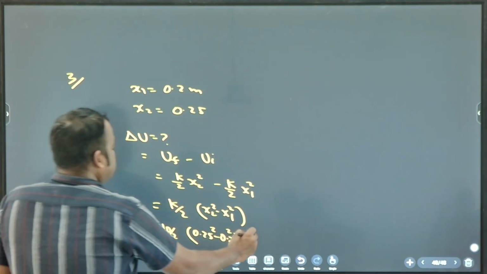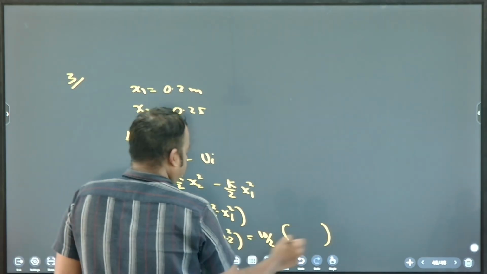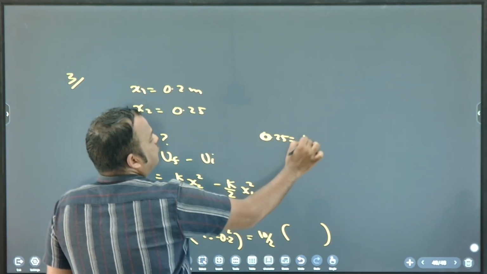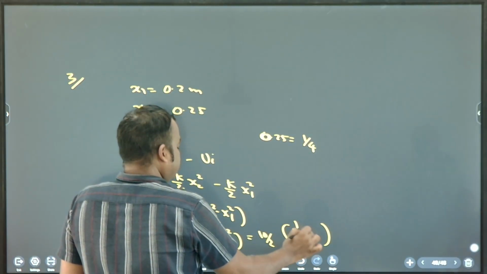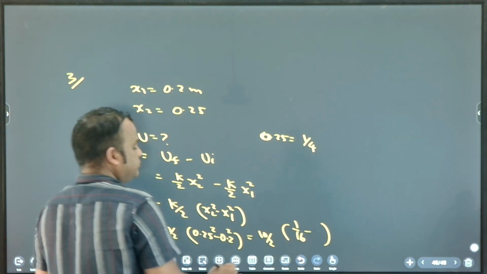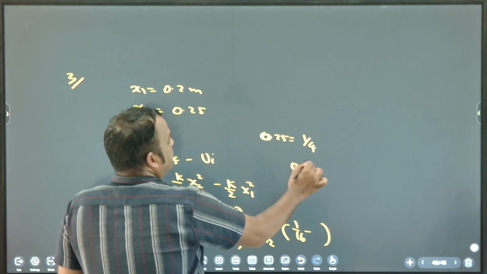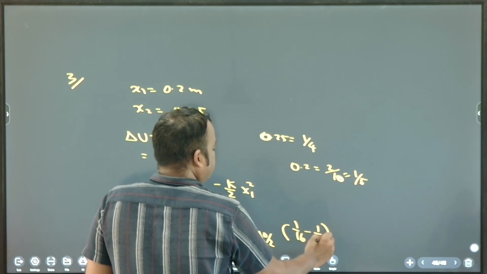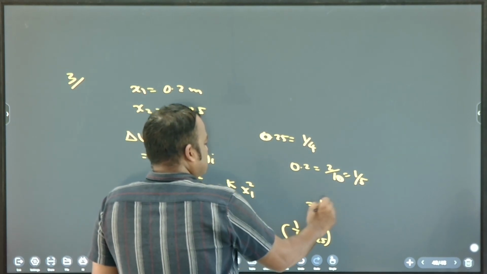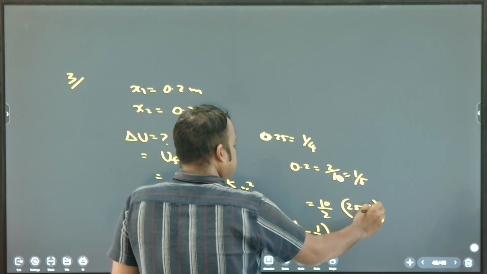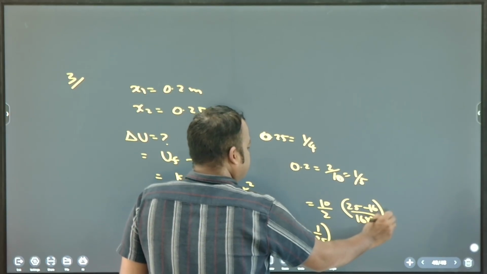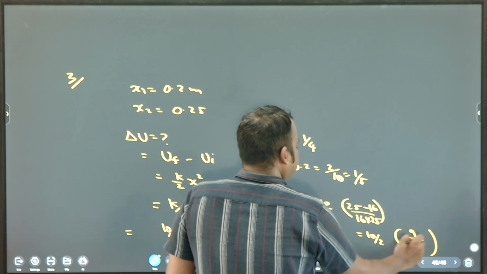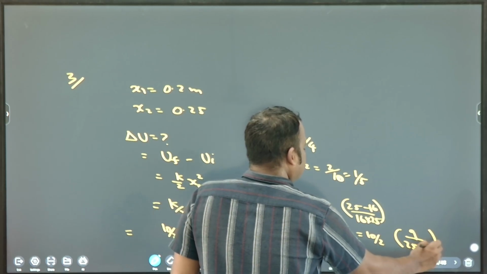Now solve this. So this is 10 by 2. 0.25 is 1 by 4, so this will be 1 by 16 minus 0.2, which can be written as 2 by 10, meaning 1 by 5, so 1 by 25. So 10 by 2 into 25 minus 16 by 16 into 25, which is 10 by 2 into 9 by 16 into 25.